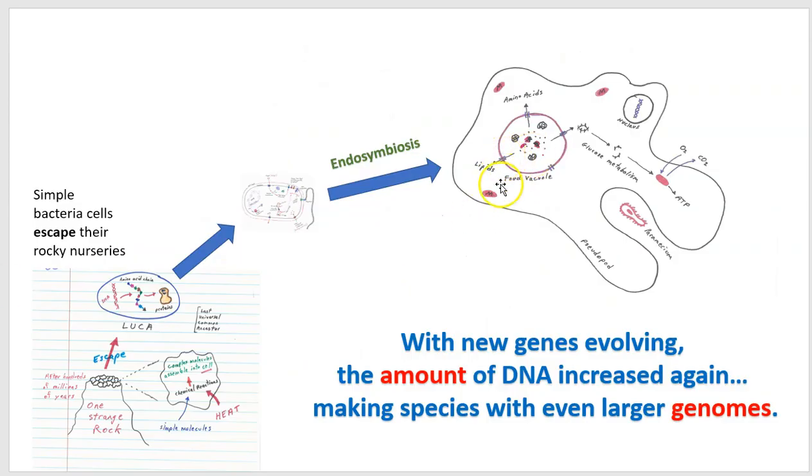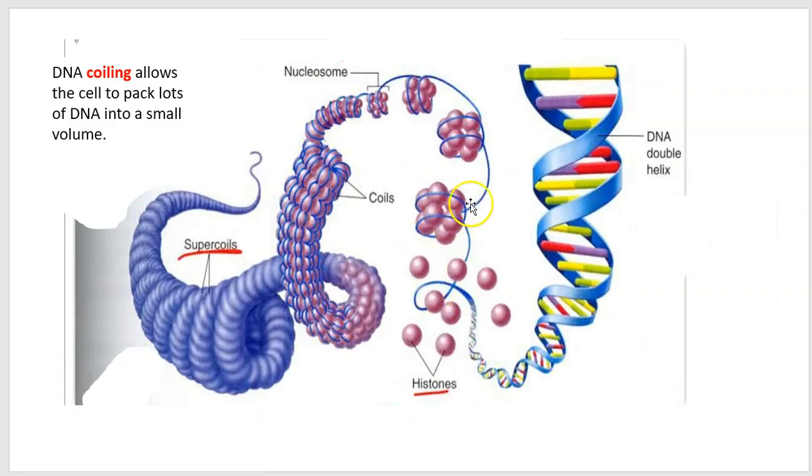So as organisms evolved to be larger and more complex, they needed more genes to run these larger, more complex cells. And so in the nucleus then, a way had to be invented to package more and more DNA into the small volume of the nucleus. And one way to do that was to coil up the DNA.